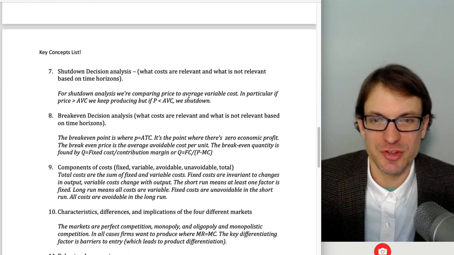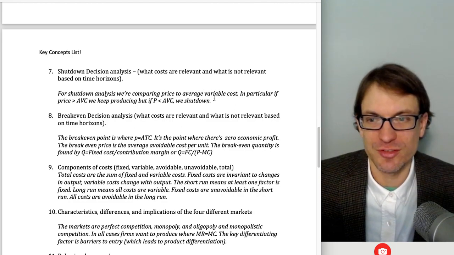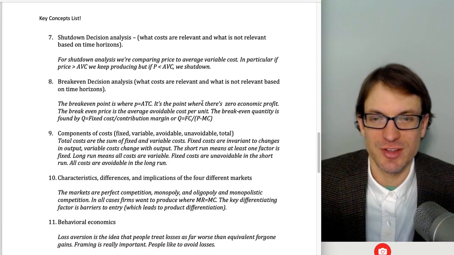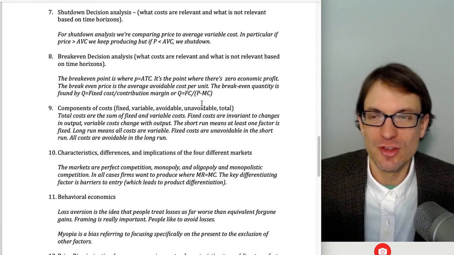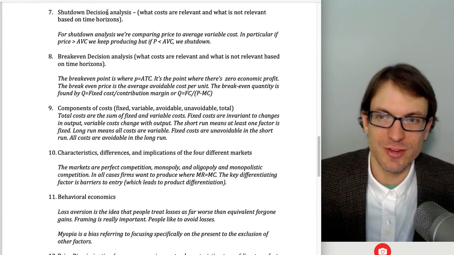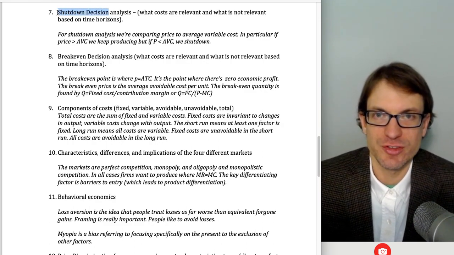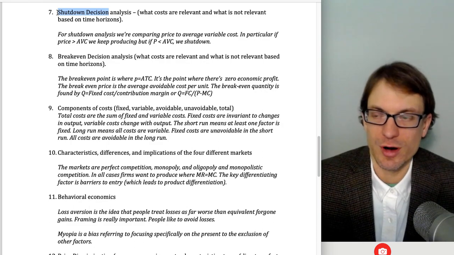For shutdown analysis, we're comparing price to average variable cost. If price is bigger than average variable cost, we keep producing. If price is less than average variable cost, we shut down. So basically here what we want to think about is shutdown is a short-run decision. Our fixed costs are already sunk. We've already paid our rent for our location.